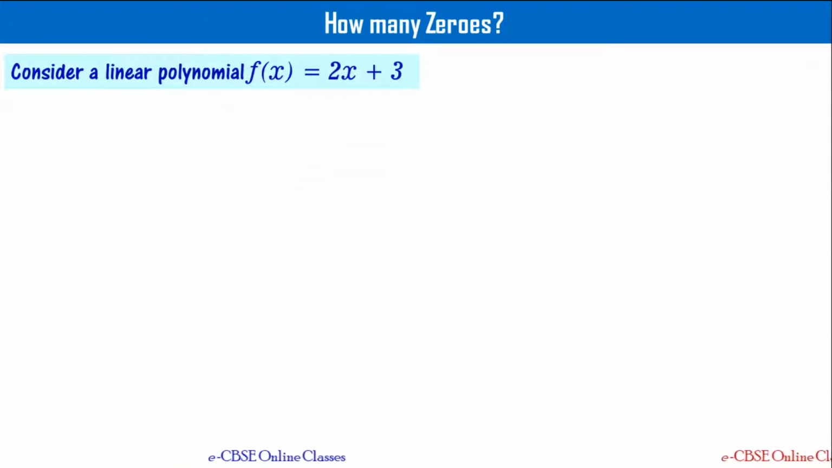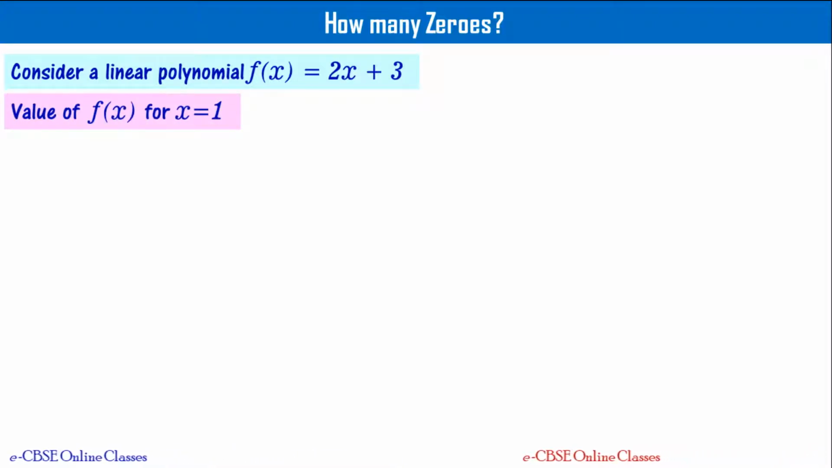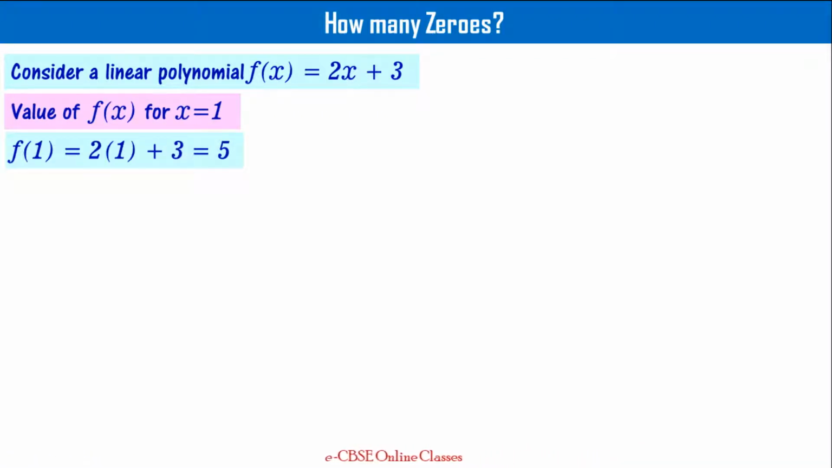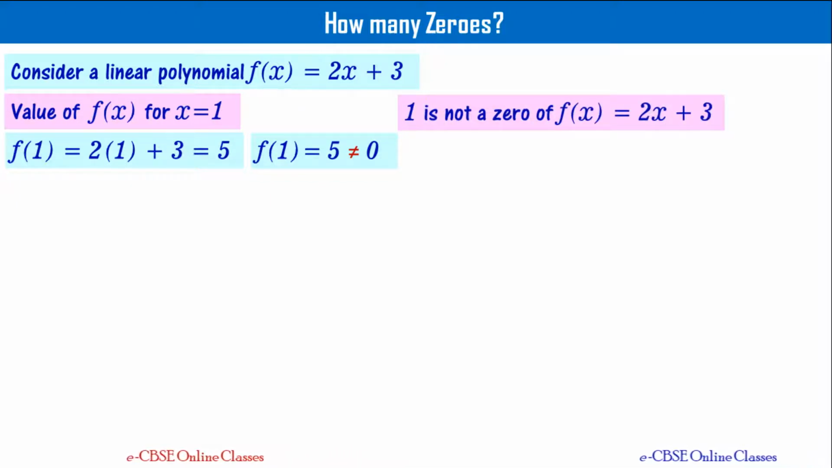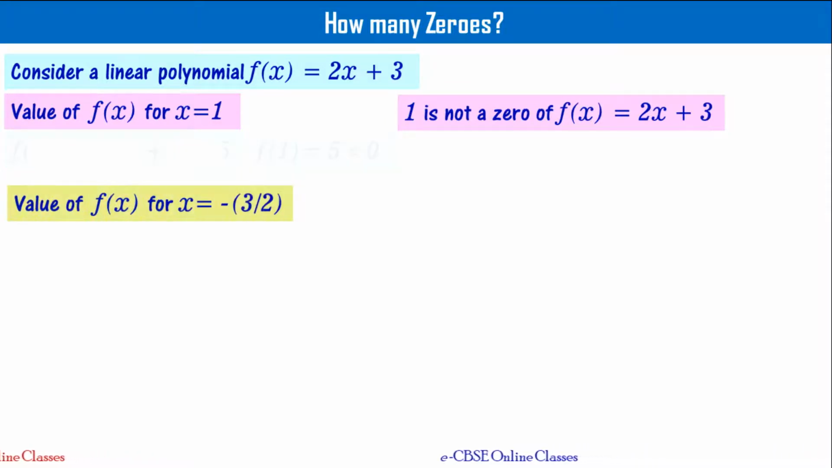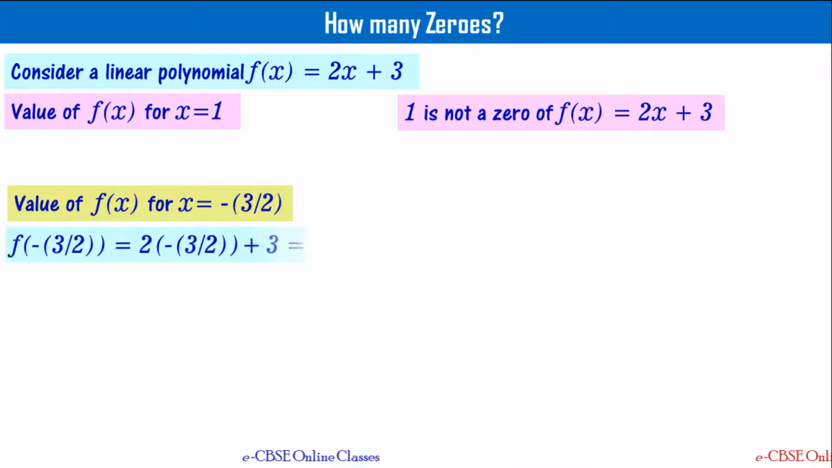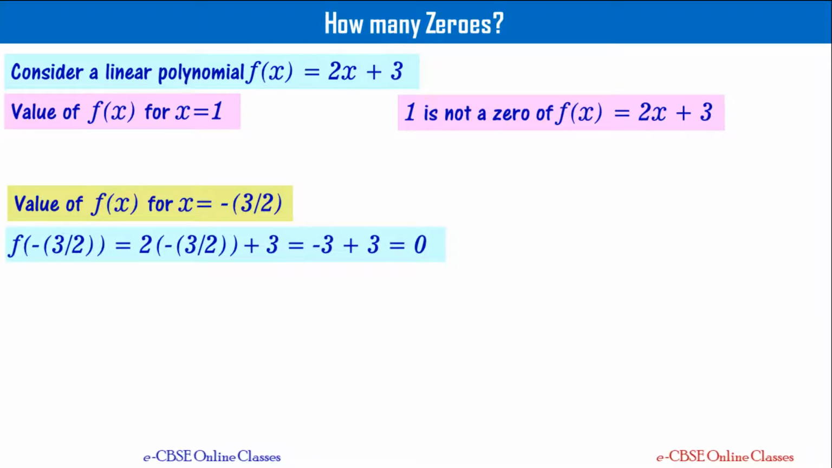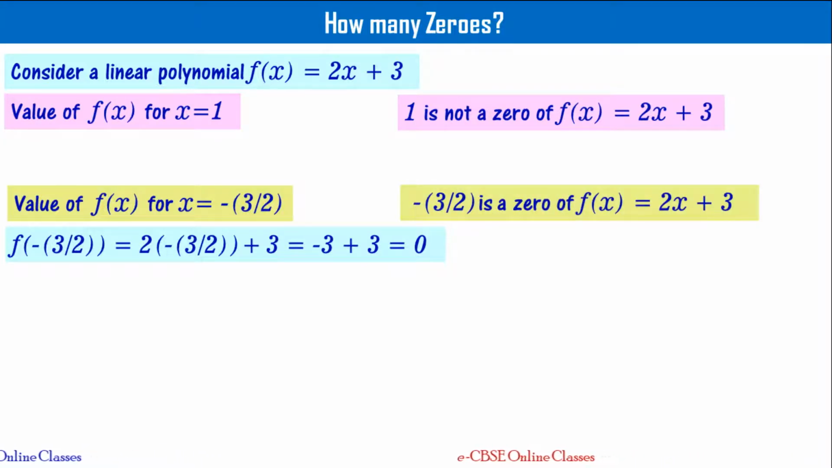Let us consider a linear polynomial, that is f of x equal to 2x plus 3, and find value of the function at x equal to 1. F of 1 is equal to 5, that is not equal to 0. It means that 1 is not a 0 of this particular function, right? Let's find the value of f of x for x equal to minus 3 by 2. F of minus 3 by 2 is 0. It means that minus 3 by 2 is a 0 of the polynomial given, right?